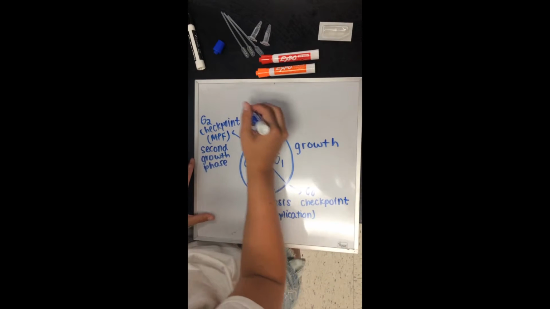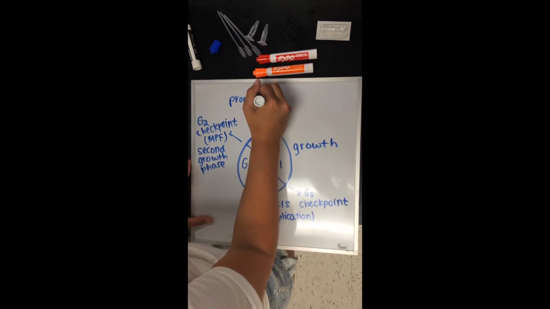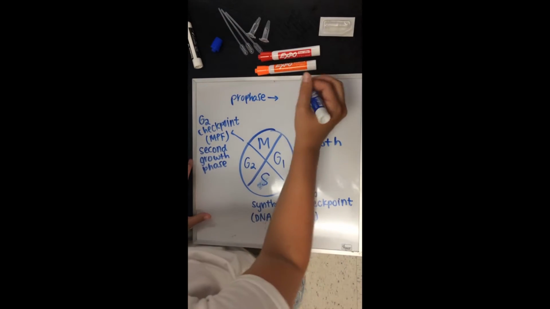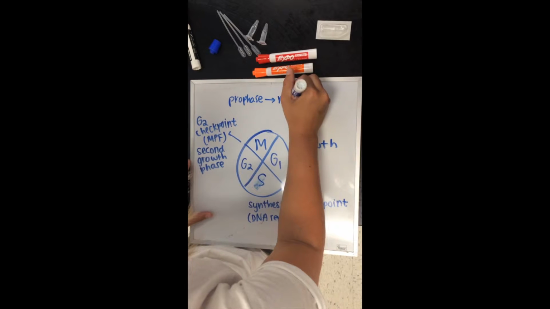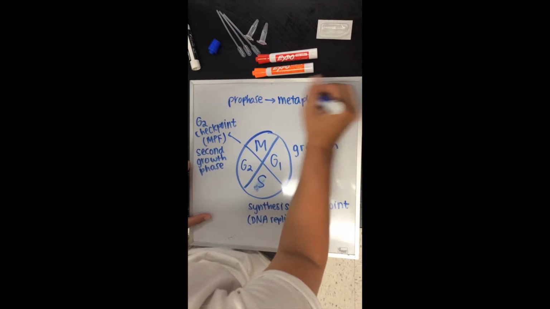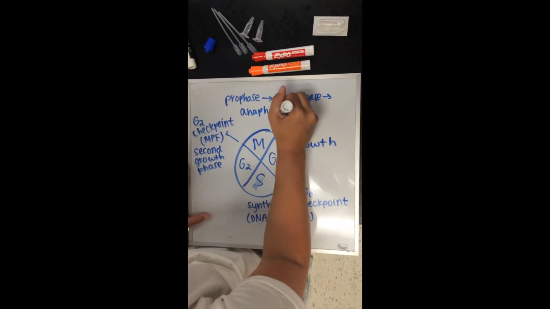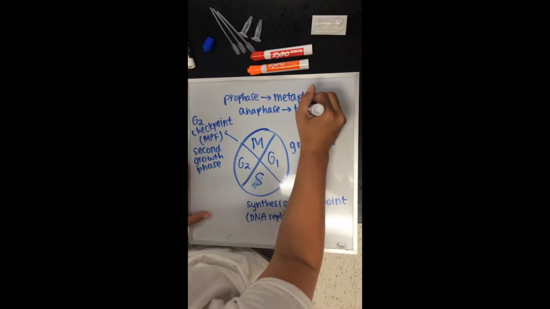G2 is short and the second growth phase. At the end of G2, there's a checkpoint right before mitosis. Mitotic cyclins bind to CDKs and create mitosis-promoting factor, which is MPF. The MPF tells the cell to enter mitosis. This checkpoint also looks for cell size and DNA replication to ensure interphase went properly. The cell then enters the M phase, or mitosis.